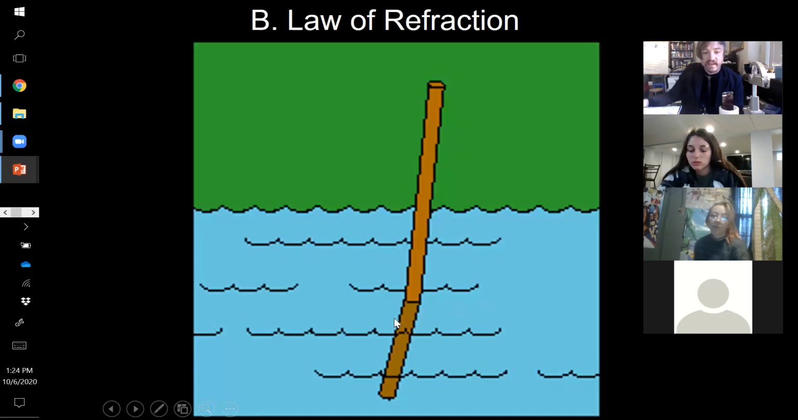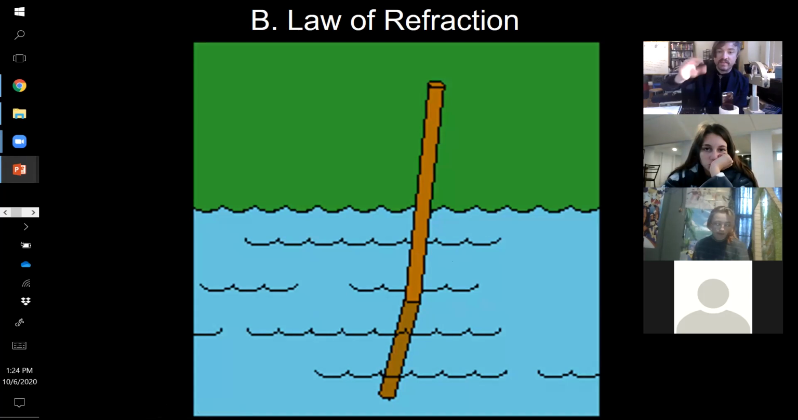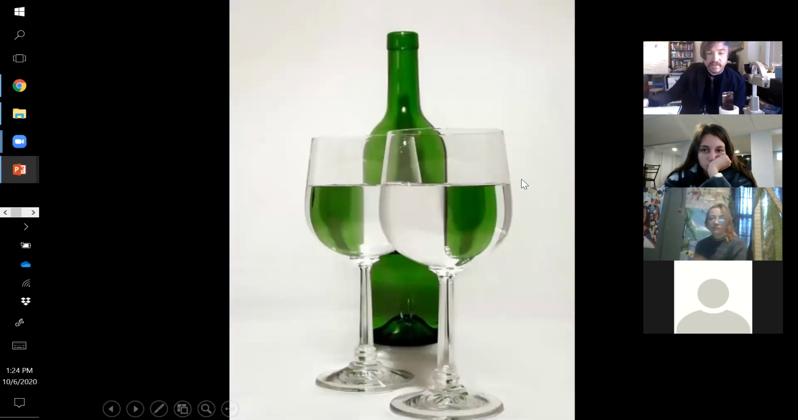If you've ever seen a stick appear broken in the water, that's because light travels at a different speed in the water than it does through the air. So when light hits the water-air boundary interface, the change in density causes the light to bend, and it refracts the light, making the stick appear broken. There's all kinds of cute things you can do with the law of refraction.